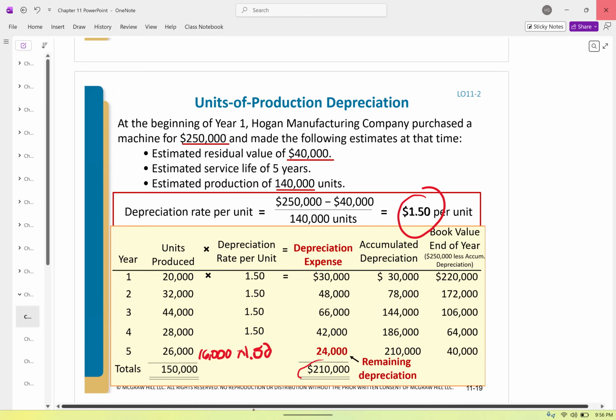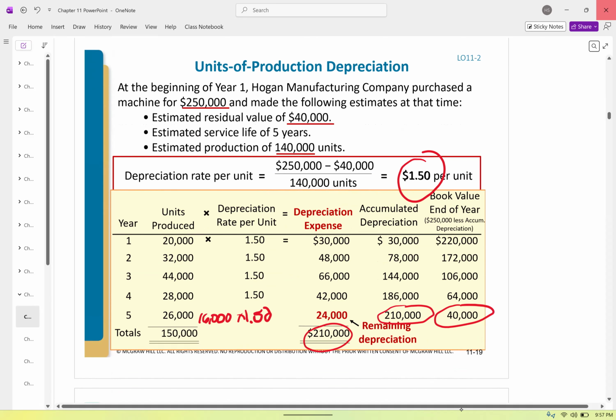Again, the total depreciation expense, or accumulated depreciation, is 210,000. It does not matter which method you use, that number will always be the same. The total of all of those is 210,000, and the accumulated depreciation will be the exact same amount. The book value at the end, no matter which depreciation method you use, will always be the salvage value.